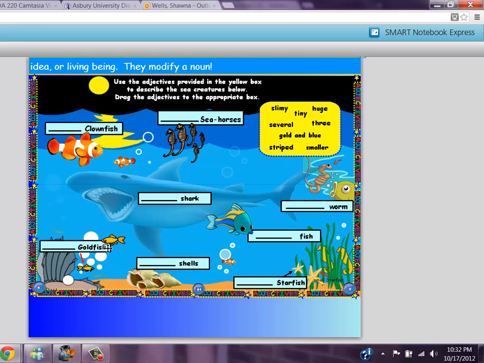What would describe a goldfish? What describes the shells? Describing words are adjectives.